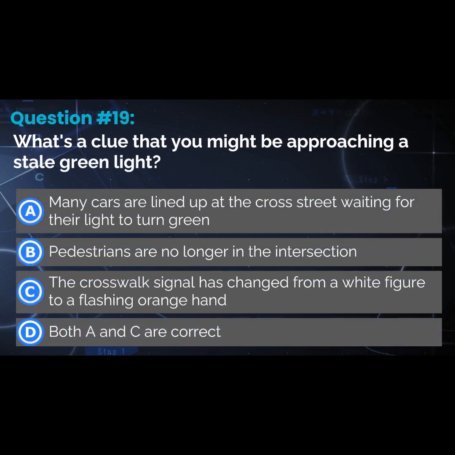Question 19. What's a clue that you might be approaching a stale green light? A. Many cars are lined up at the cross street waiting for their light to turn green. B. Pedestrians are no longer in the intersection. C. The crosswalk signal has changed from a white figure to a flashing orange hand. D. Both A and C are correct.